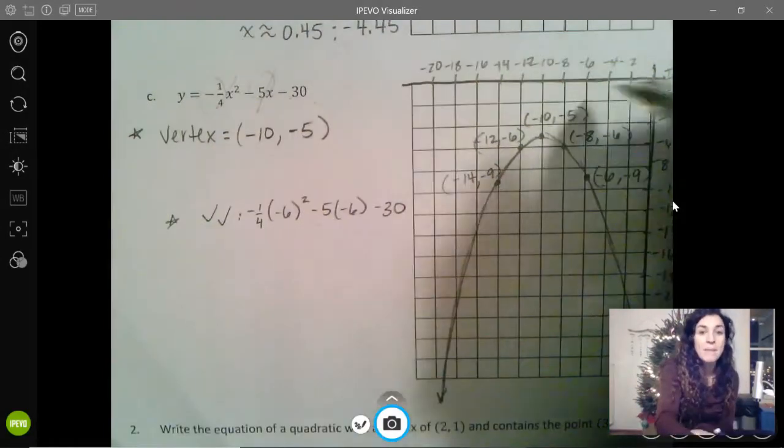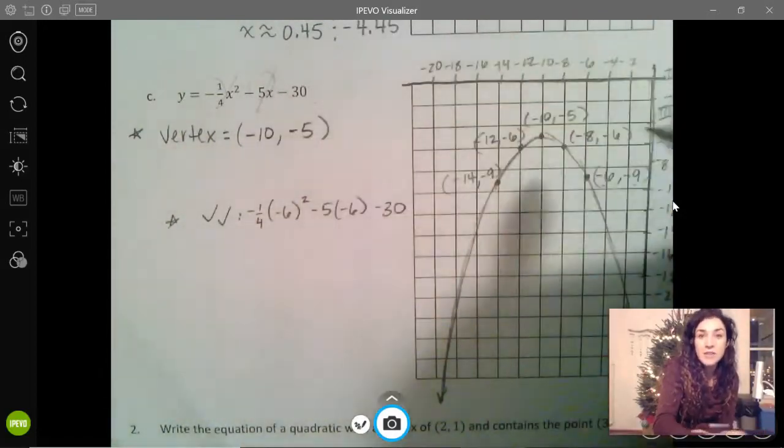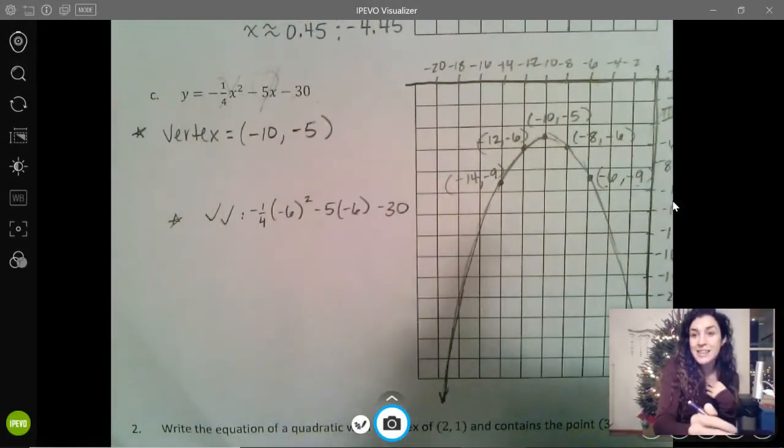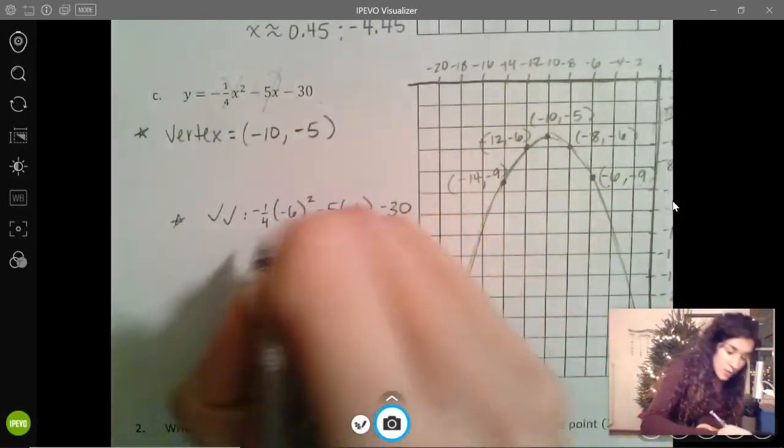I'm hoping that I'll get back a -9, right? If I plug in -6 into here and I did everything correctly over here, if I get a -9 back, then this point is on the curve. Okay, so -6 squared is 36.